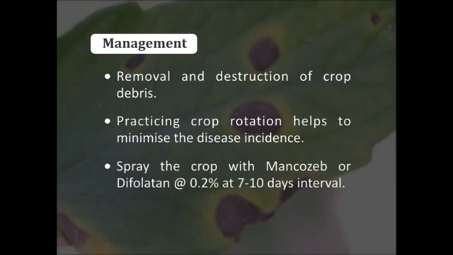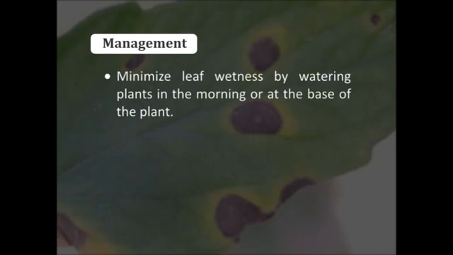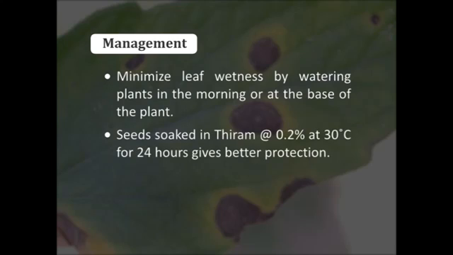Spray the crop with mancozeb or difolatan at the rate 0.2% at 7 to 10 days interval. Minimize leaf wetness by watering plants in the morning or at the base of the plant. Seeds soak in thiram at the rate 0.2% at 30 degrees centigrade for 24 hours gives better protection.